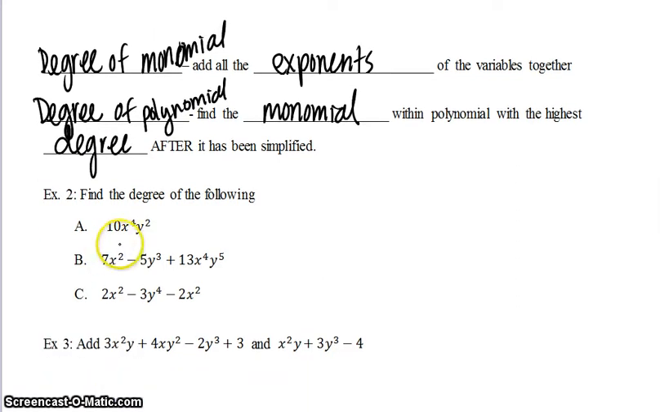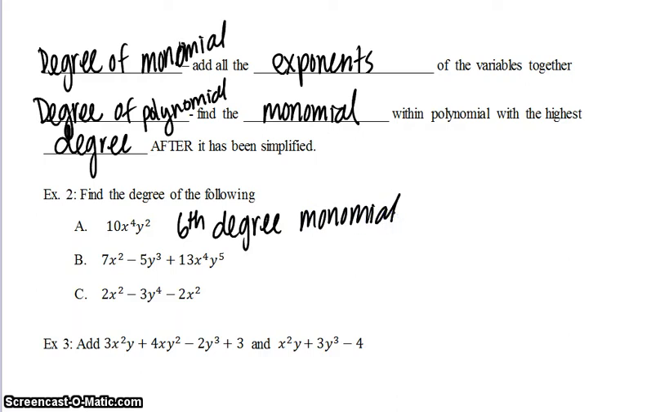So the first one is a monomial, okay? And we're going to find the degree. So we have to add the exponents of the variable. So we have 4 plus 2, which is 6. So this is a 6th degree, and we're just going to specifically write monomial just so we remember what this is called. It's a monomial.